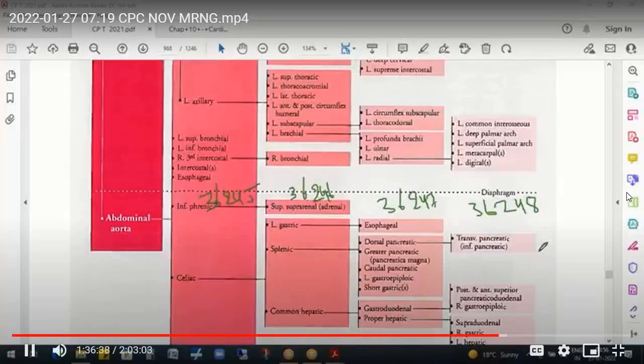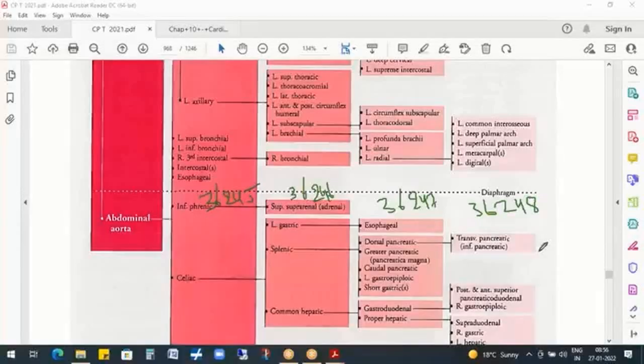Three six two four five, 246, 247, 248. Is that clear? Yes, sir. Okay. Now you can see.